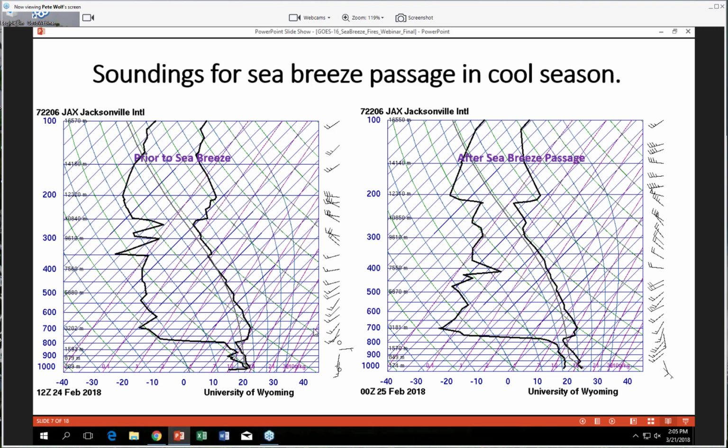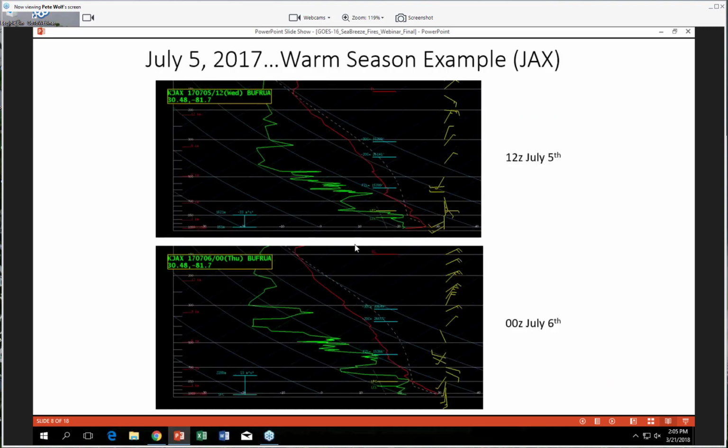You see in this example from Jacksonville the morning sounding ahead of the sea breeze with southerly surface flow, and then late in the day with the 0Z sounding toward evening with the winds more southeasterly, behind the sea breeze, not any less stable than beforehand, although in this particular example it is a little bit drier in the low levels than we see at the 12Z sounding. I'll show you a better example in the warm season where it's a bit more dramatic as far as instability.